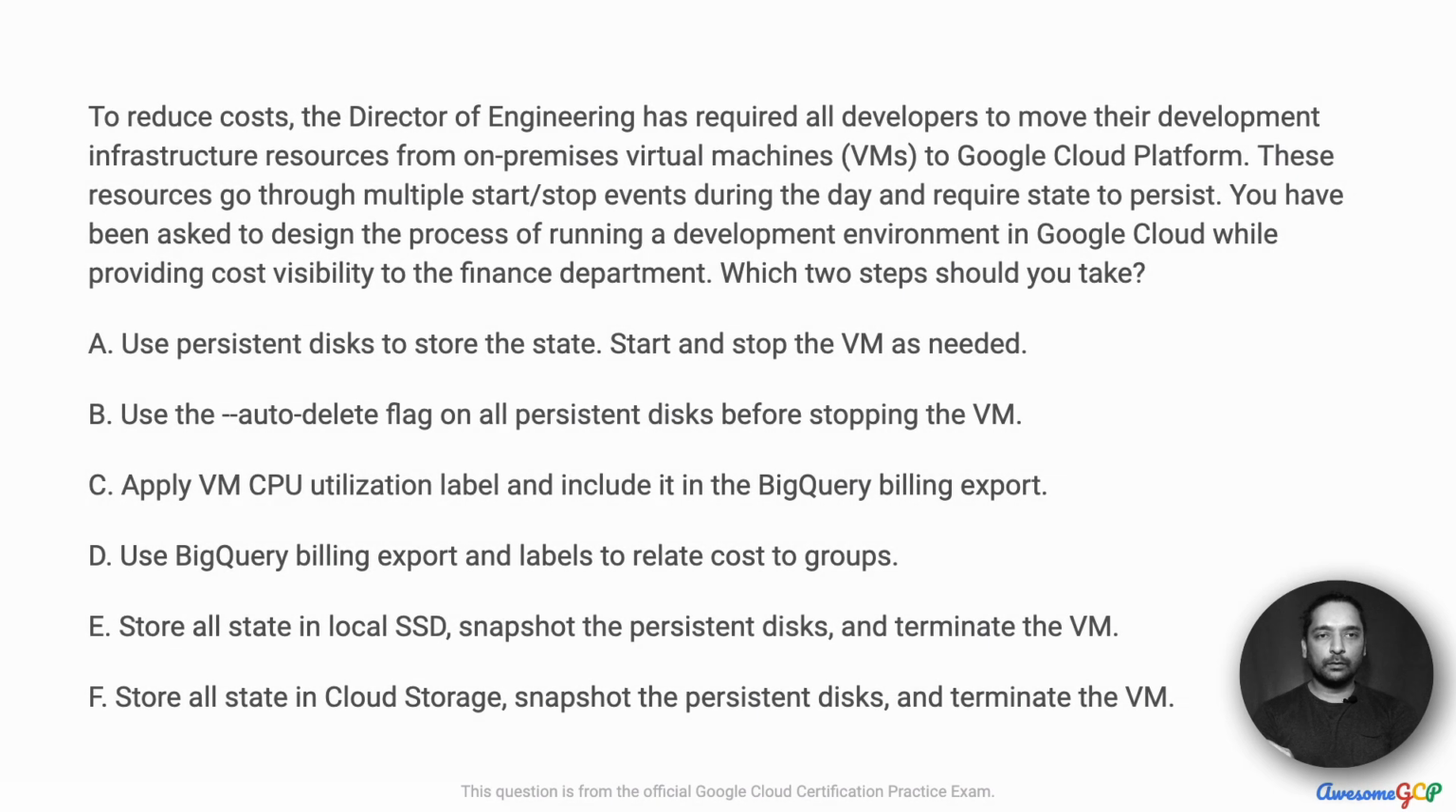In this project scenario, to reduce costs, the Director of Engineering has required all developers to move their development infrastructure resources from on-premises to virtual machines on Google Cloud. These resources go through multiple start-stop events during the day and require state to persist. You have been asked to design the process of running a development environment in Google Cloud while providing cost visibility to the finance department. Which 2 steps should you take?